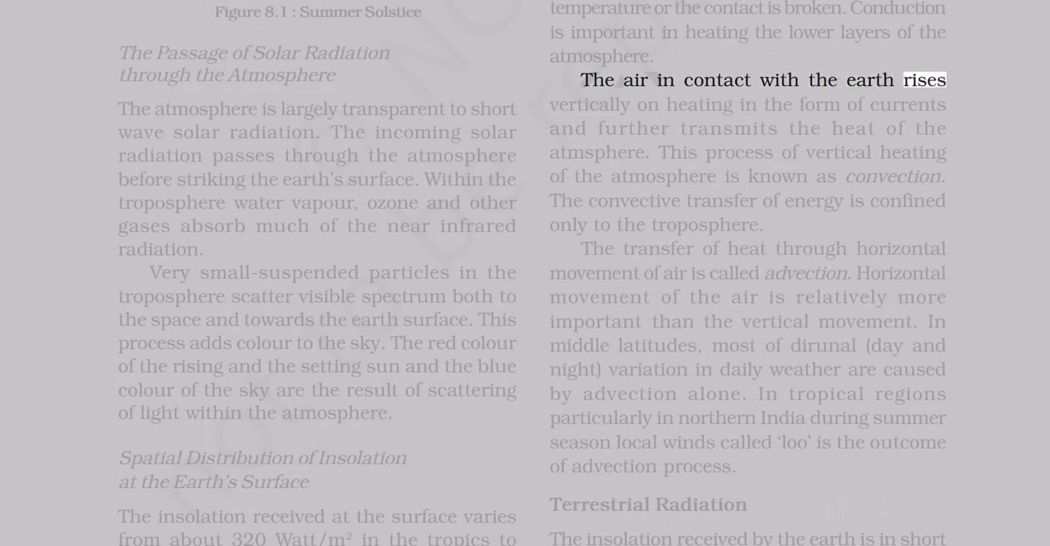The air in contact with the Earth rises vertically on heating in the form of currents, and further transmits the heat of the atmosphere. This process of vertical heating of the atmosphere is known as convection. The convective transfer of energy is confined only to the troposphere.